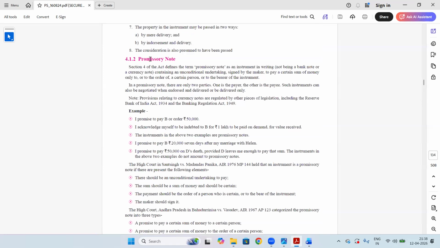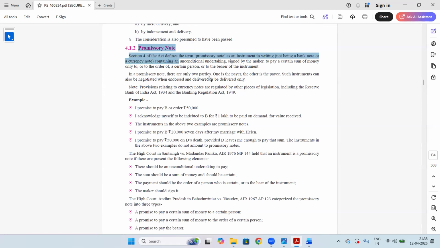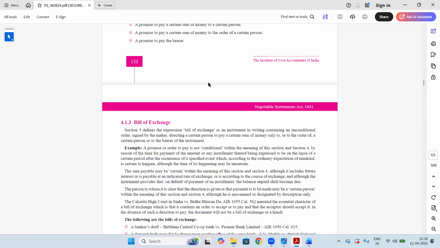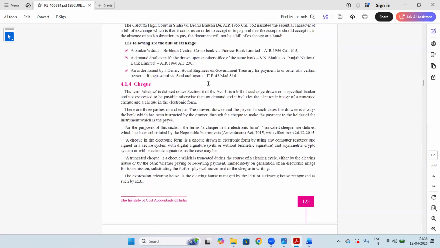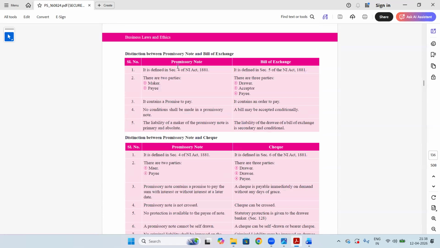So another important topic, promissory note. More of a comparison or differentiation can be expected, like the difference between a promissory note and a bill of exchange. This table will give you a fair idea. It is always suggested you avoid section quoting. A promissory note is a two-party concept, where there will be a maker and a payee, whereas in the case of a bill of exchange, there is a drawer, acceptor, and a payee.